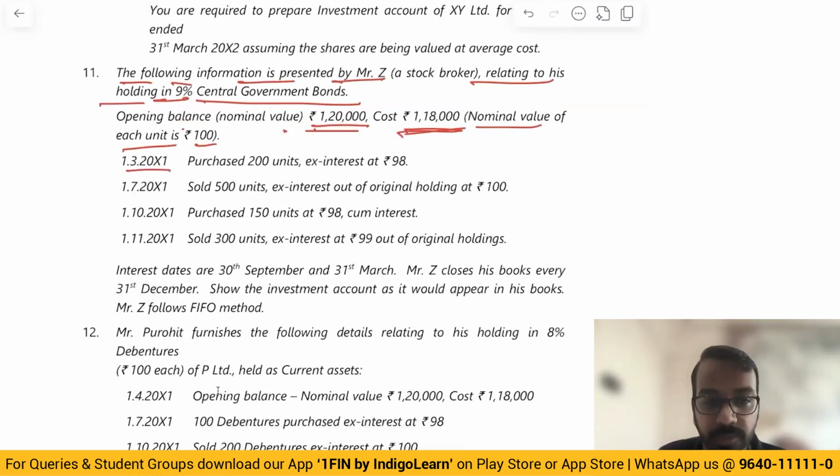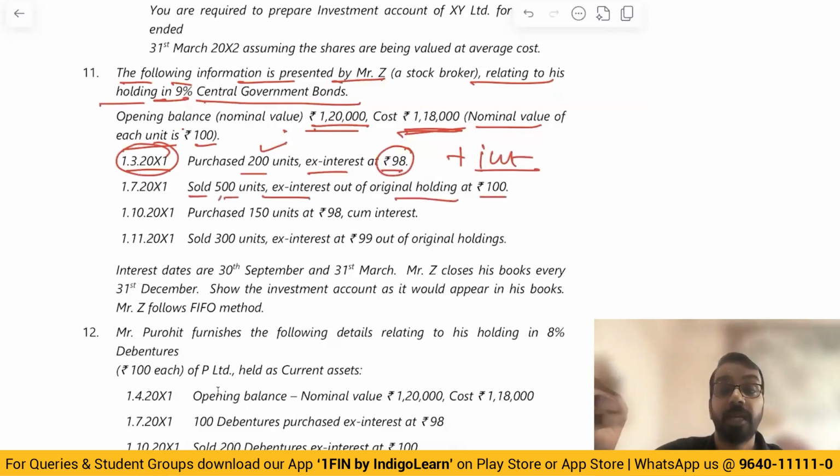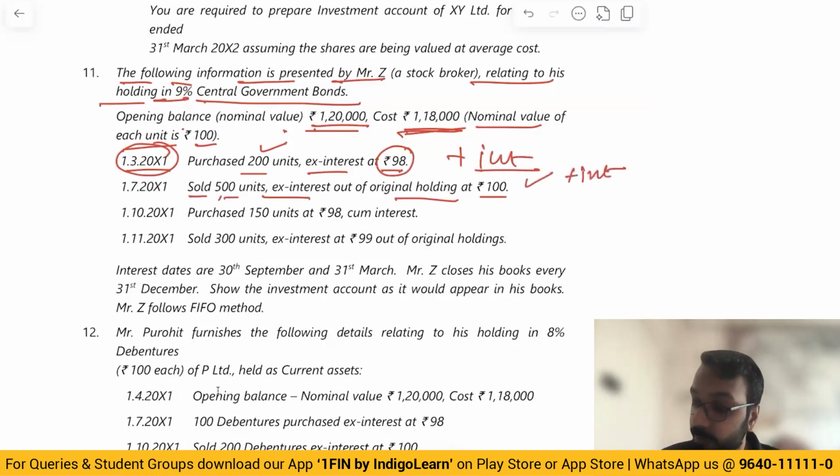On 1st of March, he purchased 200 units, ex interest at 98. Means purchased on 1st of March, 200 units at 98 ex interest. So you will add interest to this separately. Sold 500 units ex interest out of original holding at 100. So 500 units of original has been sold. This you will credit. You will also collect interest on this.